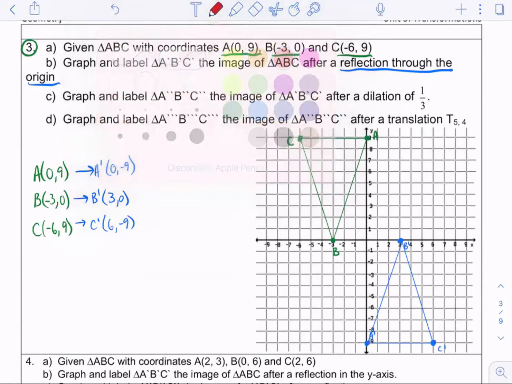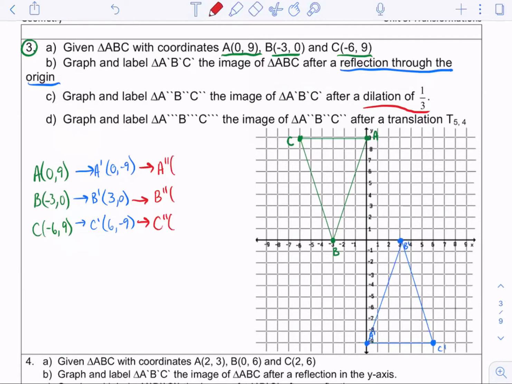Then it says, look at this next problem. It says, find A double prime, B double prime, and C double prime, which is the image of the prime. So don't start with the original coordinates. Now start with the prime coordinates and dilate by 1/3. So everything should be 1/3. So that's kind of easier just to do with the coordinates. So 1/3 of 0 is 0. 1/3 of negative 9 is negative 3. 1/3 of 3 is 1. 1/3 of 0 is 0. 1/3 of 6 is 2. And 1/3 of negative 9 is negative 3.